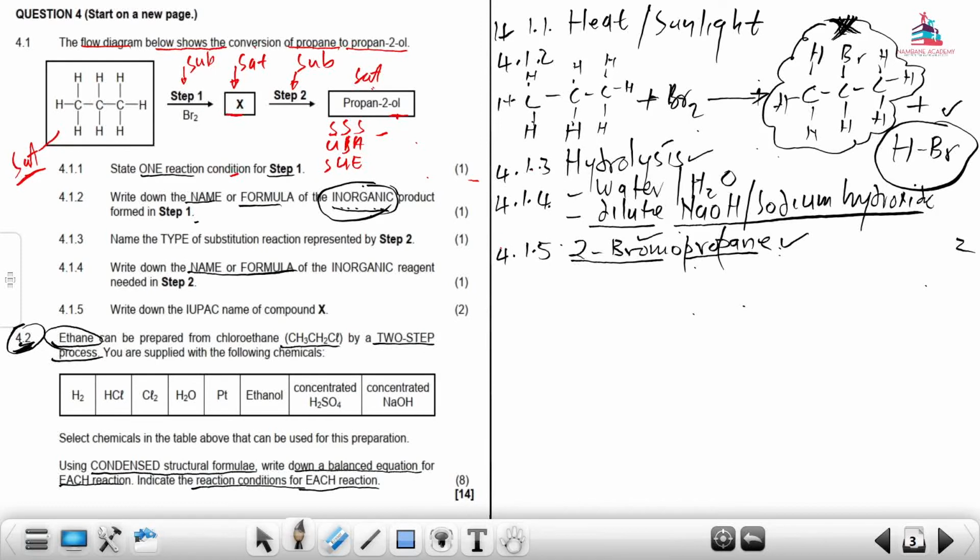So the first step, I'm going to start with CH3CH2Cl. That is now the starting step.